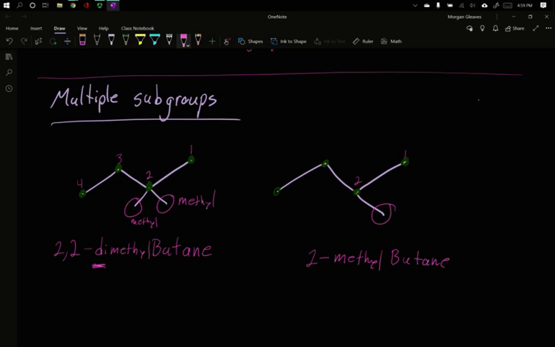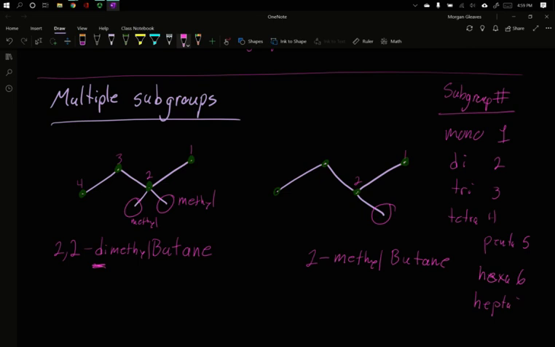When you have a multiple of a subgroup, there are terms for different amounts. Mono for 1, di for 2, tri for 3, tetra for 4, penta for 5, hexa for 6, hepta for 7, octa for 8, nona for 9, and deca for 10, though we're rarely ever likely to see those.